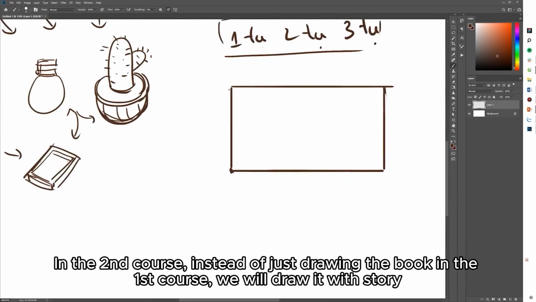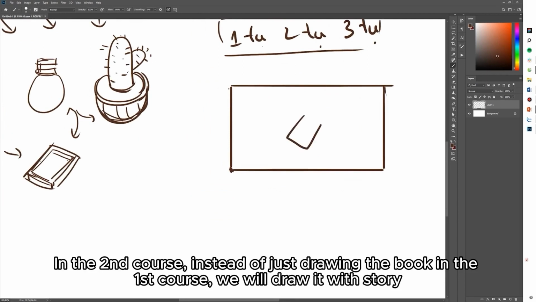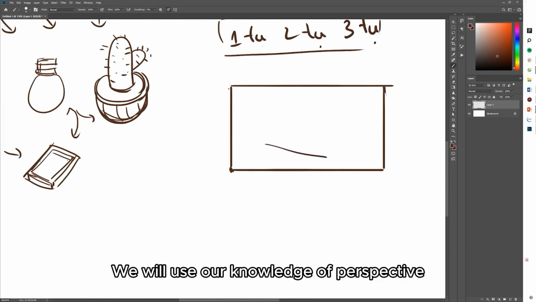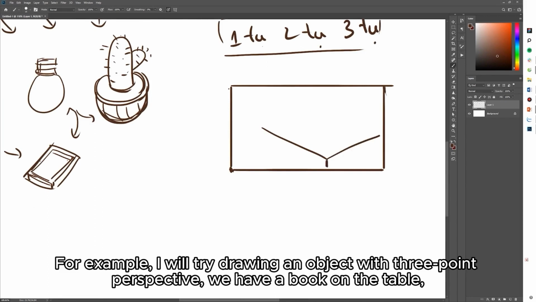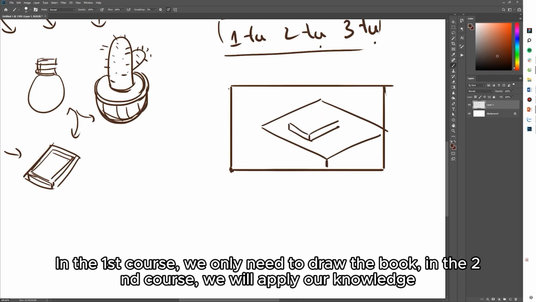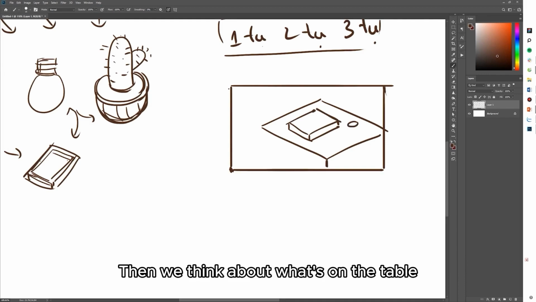In the second course, instead of just drawing the book in the first course, we will draw it with story. We will use our knowledge of perspective. For example, I will try drawing an object with 3-point perspective. We have a book on the table. In the first course, we only need to draw the book. In the second course, we will apply our knowledge. Then we think about what's on the table.